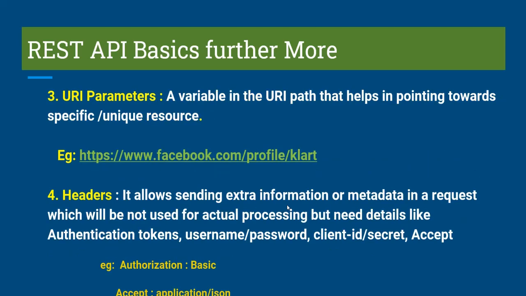A URI parameter is also a variable in the URI path, which helps in pointing towards a specific or unique resource. So if you want to get a specific resource, for example, profile/clark. If you send this URL, profile/clark, it means I want to get the profile of Clark. With the name Clark, maybe we have multiple profiles, but if you give your specific username, there is only one profile available in Facebook.